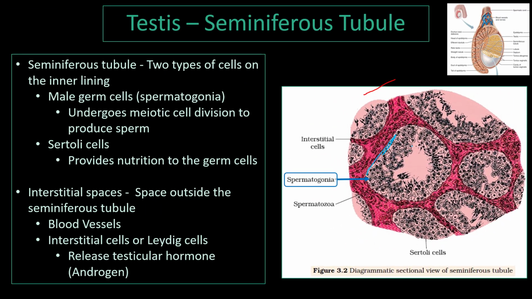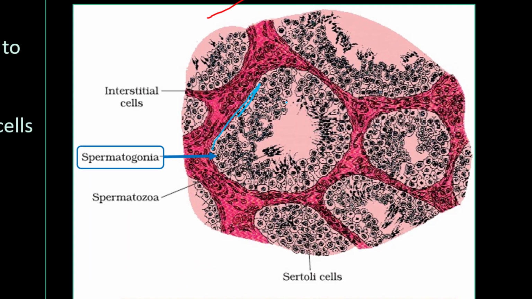From here we are going to get the male gamete. These are diploid, and they will undergo meiosis at a later point of time. The second type of cells that we can see in the inner lining of the seminiferous tubule are the Sertoli cells, as you can see here. The Sertoli cells are also important as they provide nutrition to the developing germ cells. So we are seeing two types of cells.